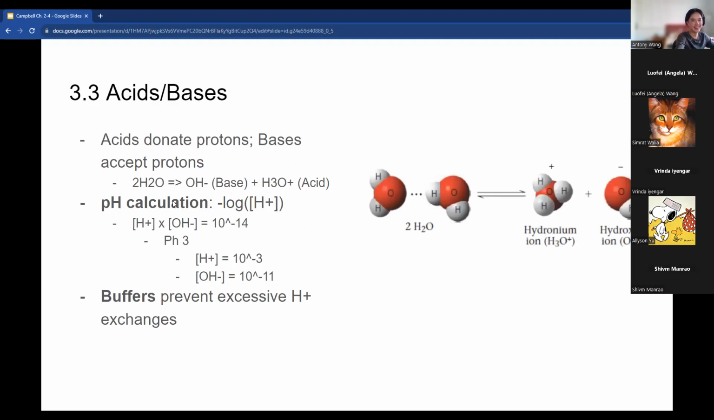Okay, acids and bases. An acid is a substance that donates hydrogens to an aqueous solution, so it gives up hydrogens into solution. A base is a substance that takes up hydrogen, and as a result, there are fewer hydrogens in solution. In general, hydrogens aren't free floating in an aqueous solution. They usually bind to a water and form a hydronium.